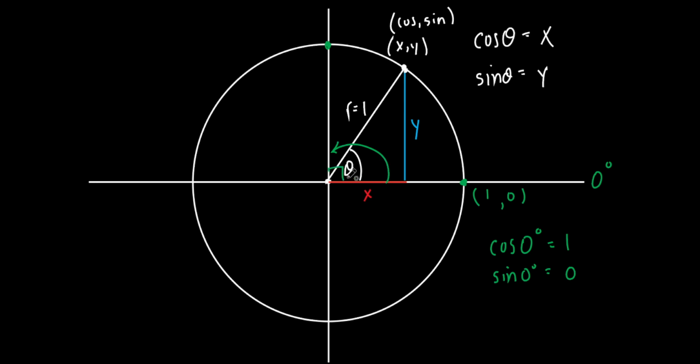So that would be a right angle. Agreed? So this would be 90 degrees. What's the ordered pair at 90 degrees? It's 0, 1.